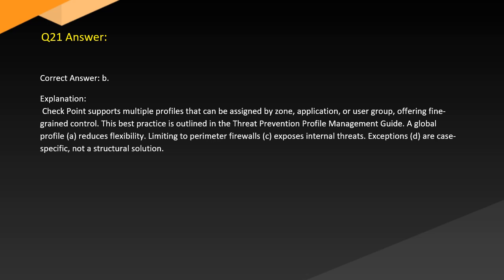Answer. Correct answer: B. Explanation. Checkpoint supports multiple profiles that can be assigned by zone, application, or user group, offering fine-grained control. This best practice is outlined in the Threat Prevention Profile Management Guide. A global profile, A, reduces flexibility. Limiting to perimeter firewalls, C, exposes internal threats. Exceptions, D, are case-specific, not a structural solution.